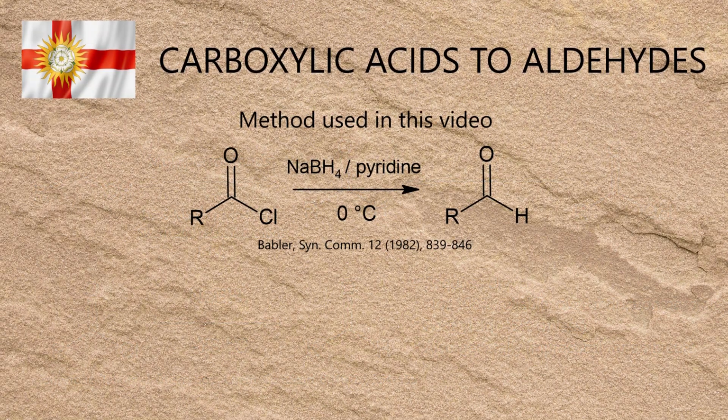In my quest for an amateur-friendly procedure, I came across an interesting variant on the borohydride reduction published by Babler in 1982. This reaction was carried out around 0 degrees, used sodium borohydride and also a large excess of pyridine to capture any borane present and prevent the aldehyde from being reduced to the alcohol. This method, with some modifications, is the one I'll be demonstrating in this video.